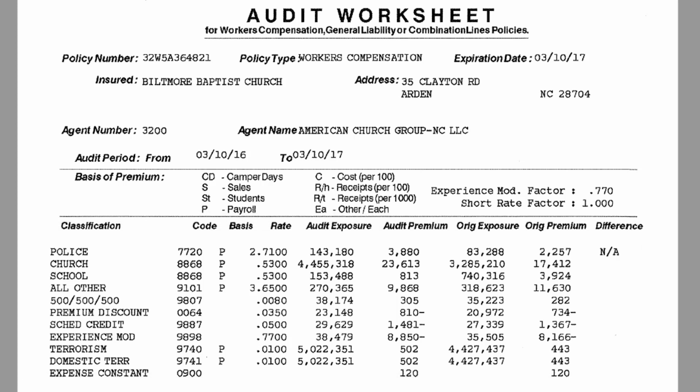So if we look at the first classification, which is police, the original exposure, and that's one of the columns, it says $83,288. That was the original payroll that was reported from the year before. And the audit exposure is the newest amount of payroll that was reported, and that shows $143,180. So obviously they added another police officer or two, depending on how many hours they worked. And so the original premium for that was $2,257. It went up to $3,880. That's the premium for that classification. So that was an increase.